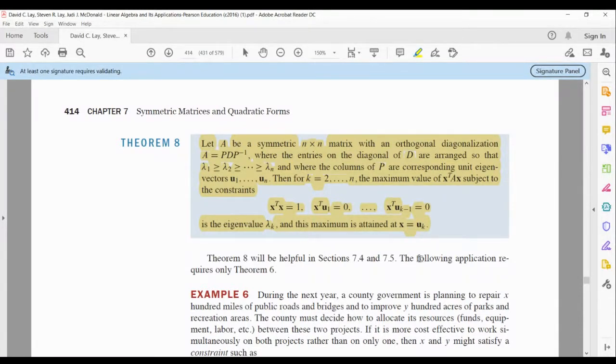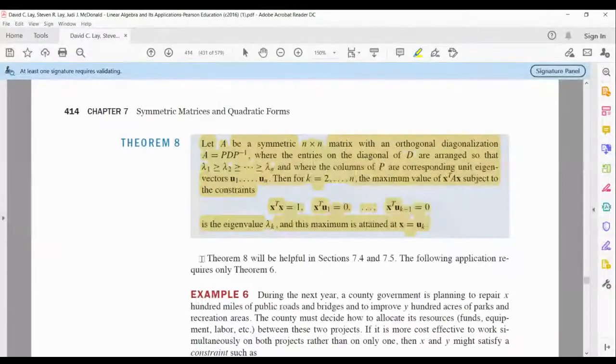If you have 3 constraints, you're going to focus on the 3rd largest eigenvalue. If you have 4 constraints, you're going to focus on the 4th largest eigenvalue. And this concept is very important for future applications. One application is applications to image processing.